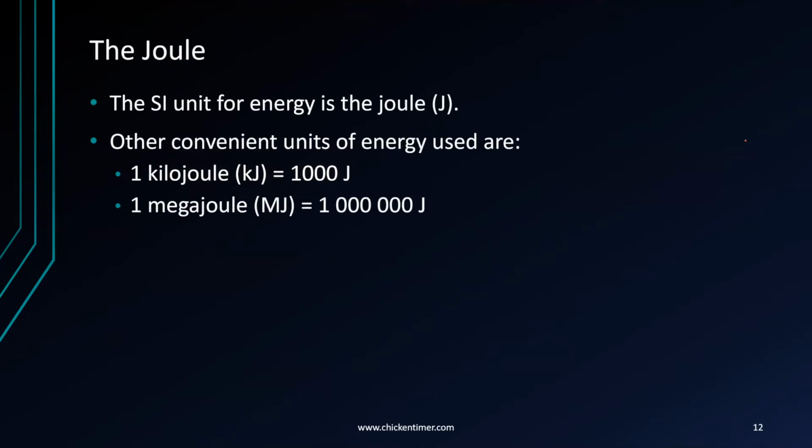So the SI unit for energy is joules. 1 kilojoule is 1000 joules. 1 megajoule is a million joules. Same thing as power. There we go.